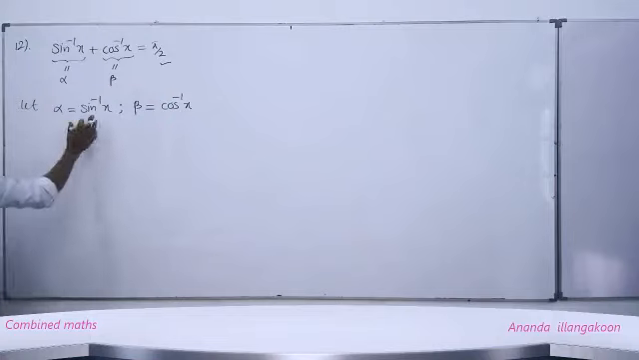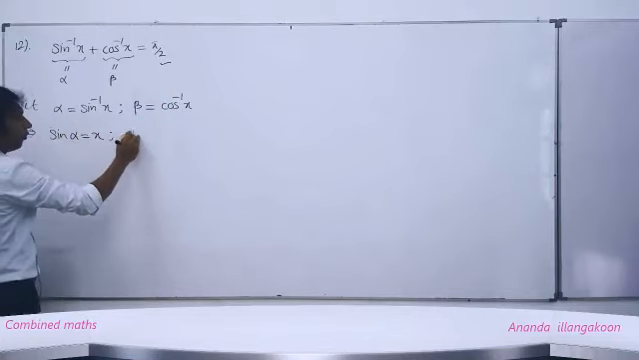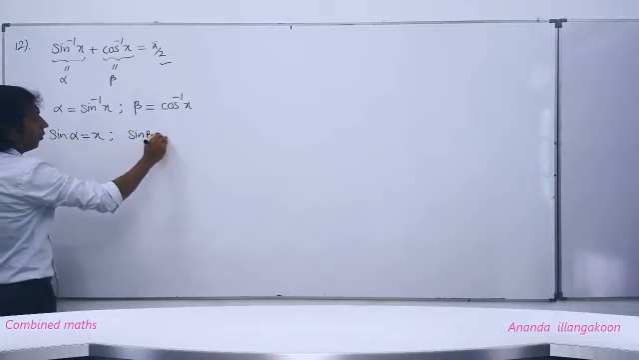Once I bring this sine inverse to this side, this implies sine alpha equals x, and this is cos beta equals x.